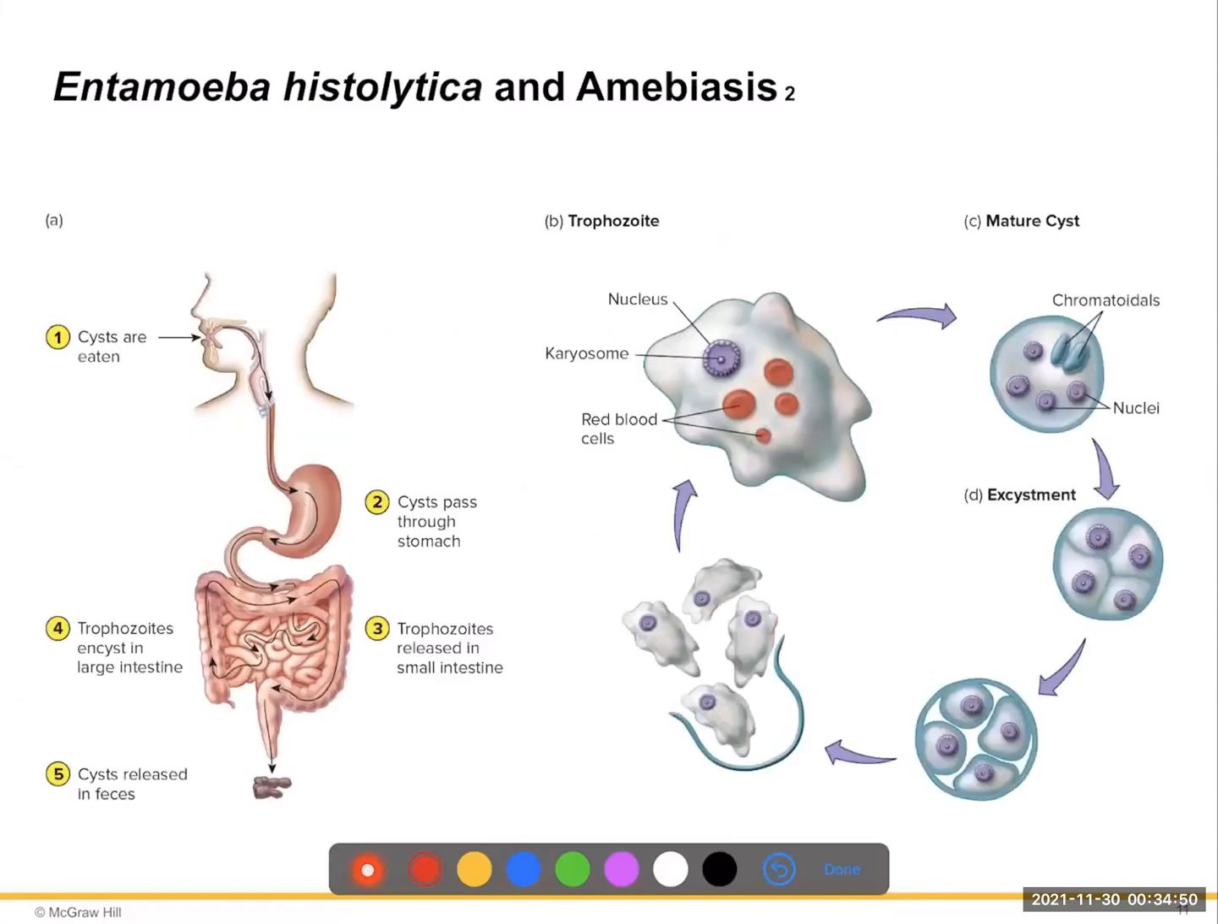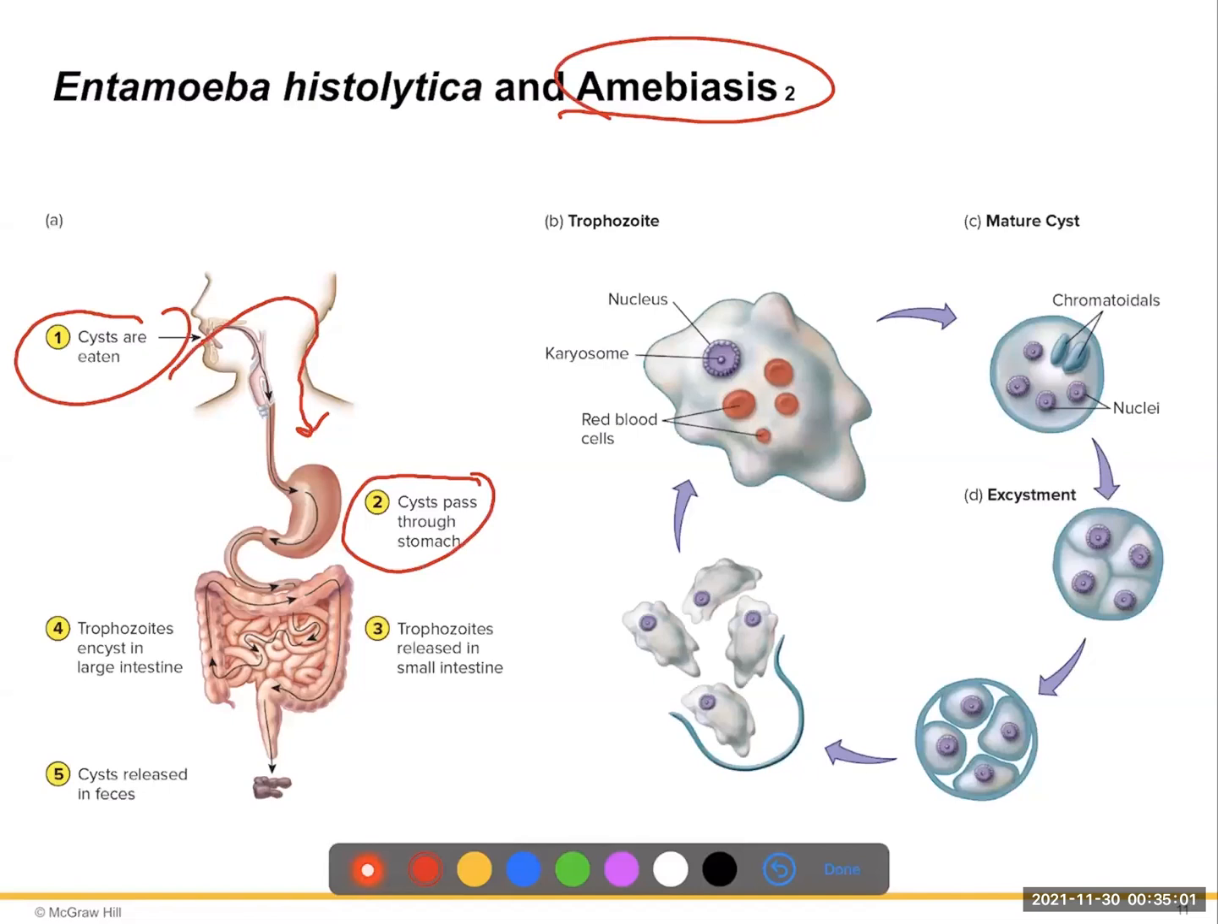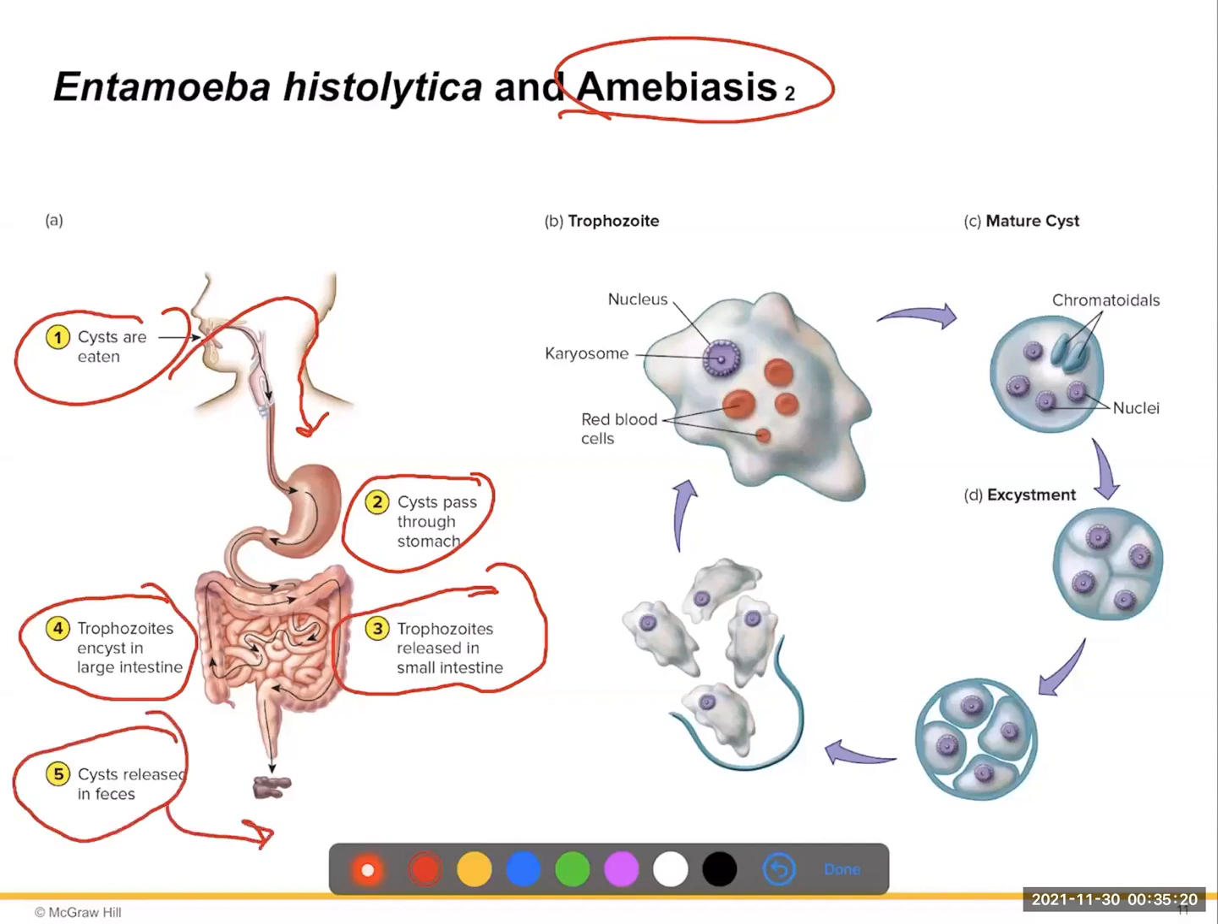In amoebiasis, the cysts are eaten. They enter the digestive tract and pass through the stomach. The trophozoites are released in the small intestine. They release from the cyst, come out into the trophozoite phase, and start to feed. The trophozoites encyst in the large intestine. The cysts are then released into the feces and transferred onto the next host.